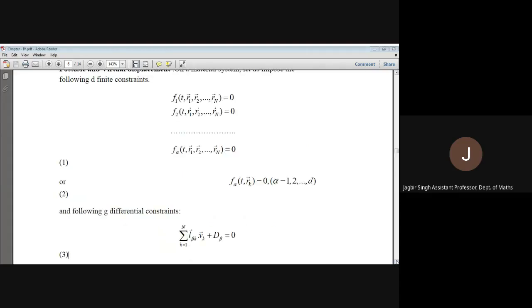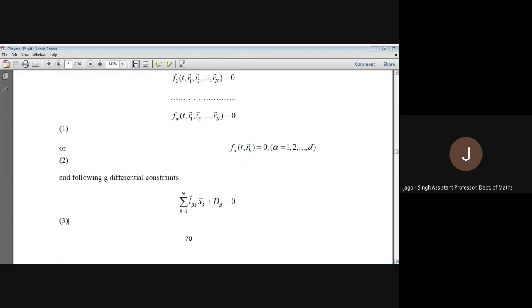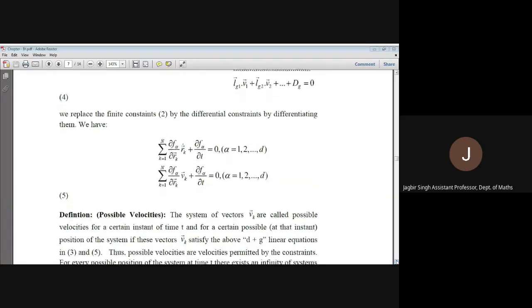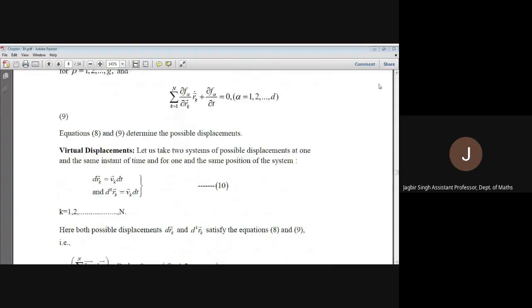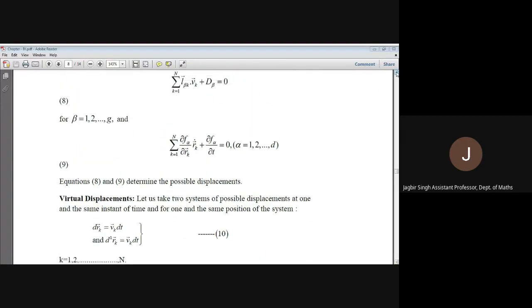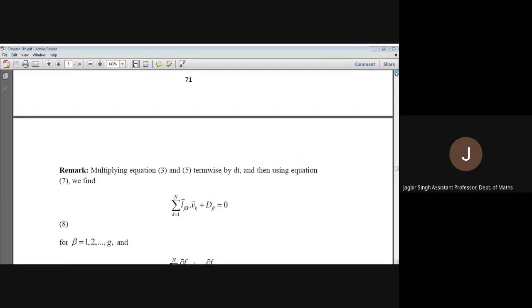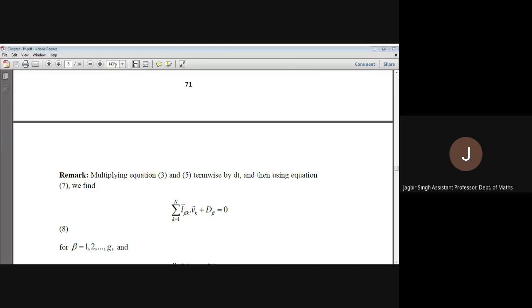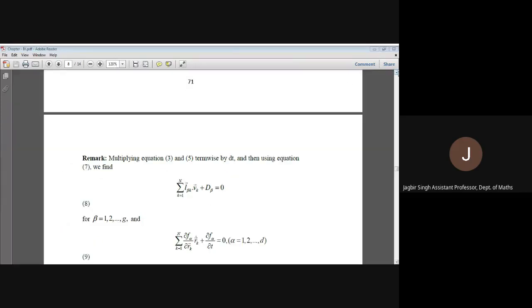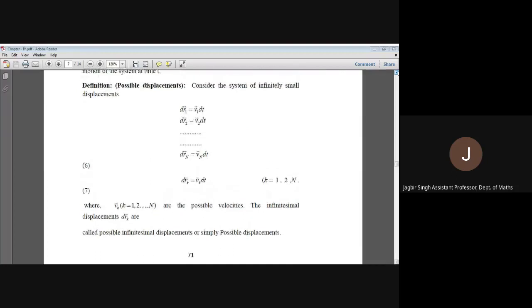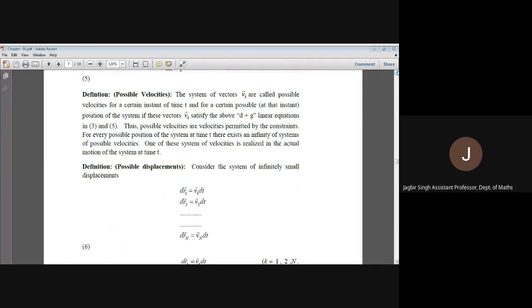Now, next. After that, these are the possible velocities. The values of V1, V2, Vn which satisfy the given D plus G equations. I think possible velocity is clear to you people. Only those values of V1, V2, Vn which satisfy the equations of the given constraints are known as the possible velocities. Now V1 is the velocity corresponding to the first particle.